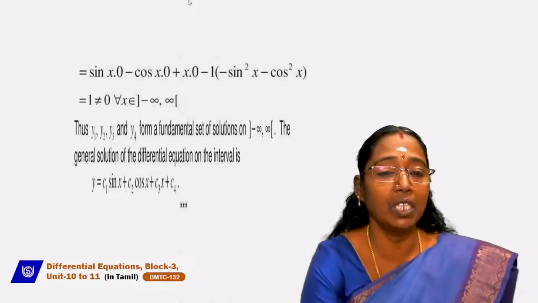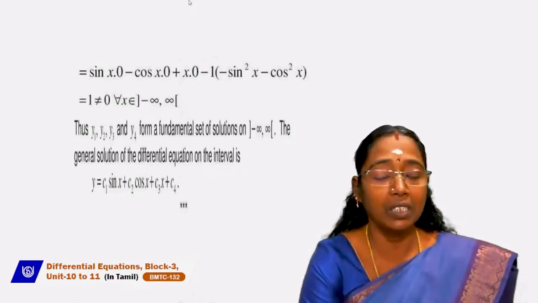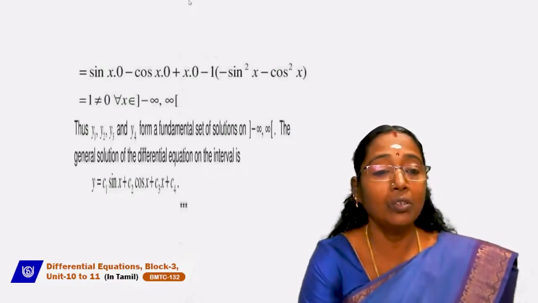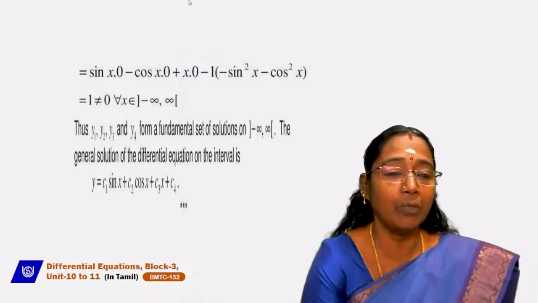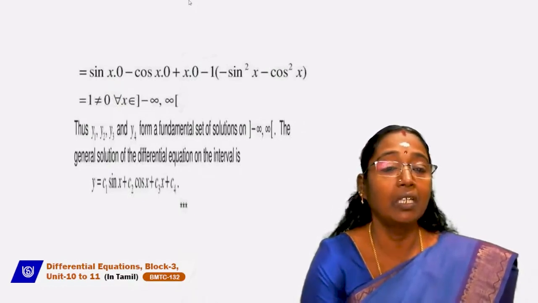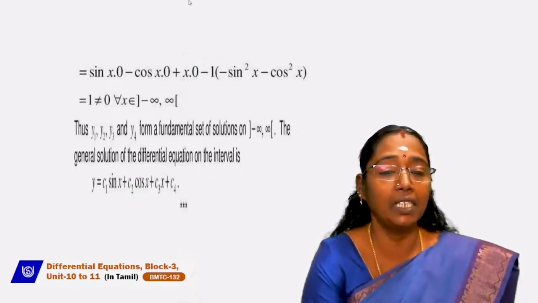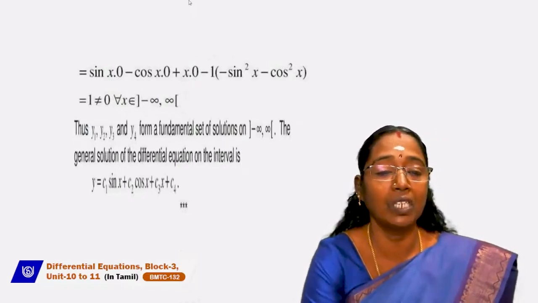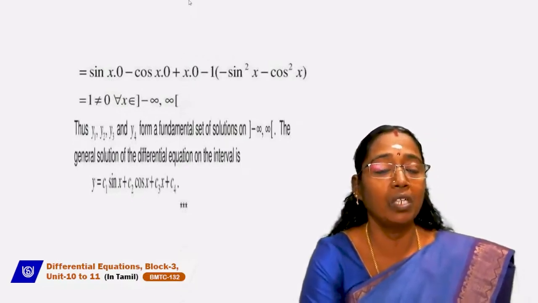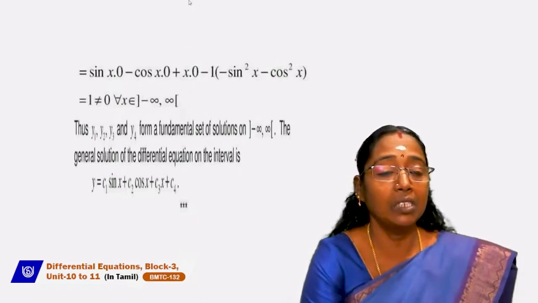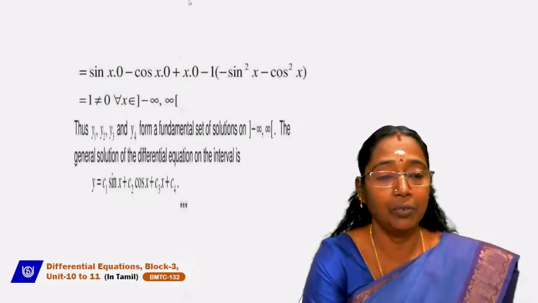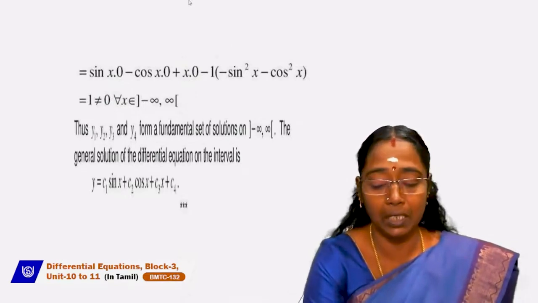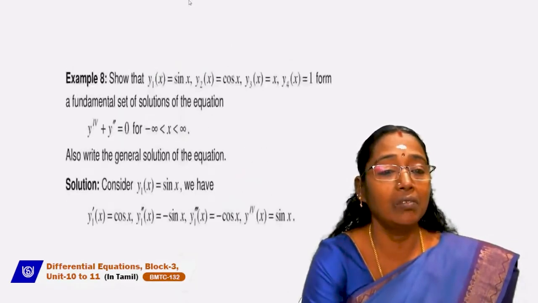Therefore, the given functions, namely sin x, cos x, x, and 1, all those functions form a fundamental set of solutions. And since these functions are linearly independent, we obtain a general solution of the differential equation on the given interval, namely y equal to c1 sin x plus c2 cos x plus c3 x plus c4. So in this way, we obtain a general solution of the given equation.